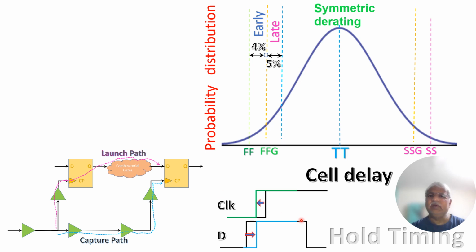Now we will go to the hold timing. In the hold timing, this timing path, now we are applying the FFG at the FFG corner. Actually, hold timing needs to be analyzed in all corners, FFG, TT and SSG, all corners. Okay, any other corners as well. So here in the FFG corner, if you observe, you will find that there are some devices which are slower than FFG. There are some devices which are faster than FFG.